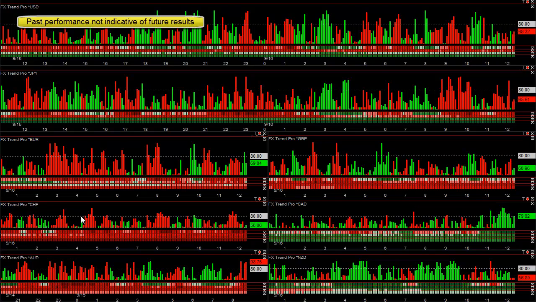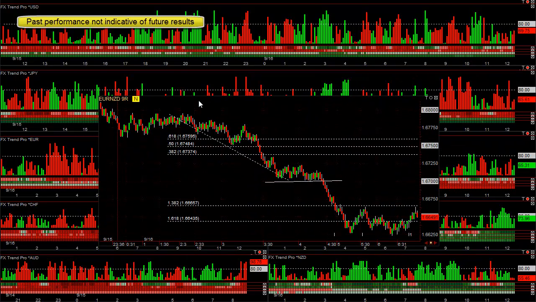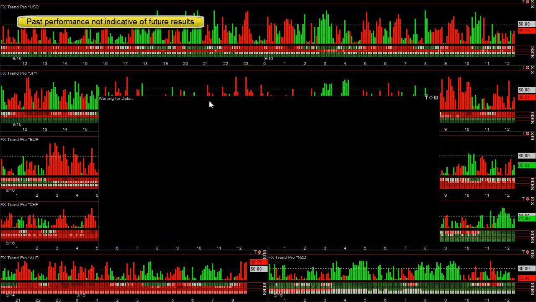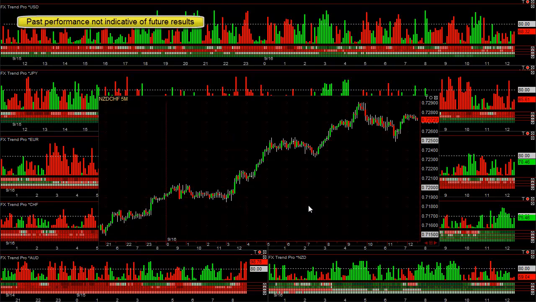Now, the Swiss also was consistently weak all day on all time frames, just like the euro. So you could have also bought the New Zealand Swiss. Strong New Zealand, weak Swiss. And if you look at this chart, let me put it to a 5-minute chart here. You can see that this one trended up 110 pips.